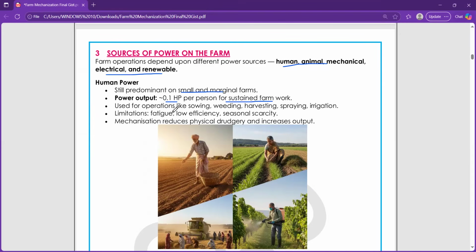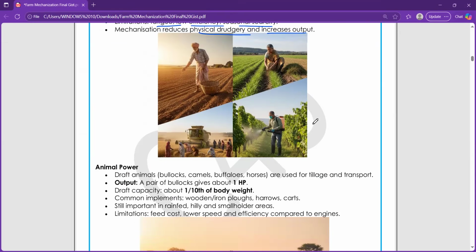The operations which can be done using such power are sowing, weeding, harvesting, spraying, and irrigation. But there are limitations too, because it causes fatigue, has low efficiency, and causes seasonal scarcity also. That is why mechanization reduces physical drudgery and increases the output of farmers, as you can see in the images how the farmer is doing all the work by himself.